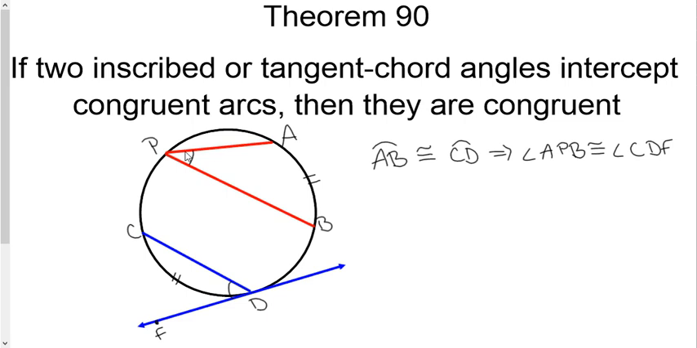So this red angle right here, angle APB, is an inscribed angle. So here's our angle, here's the intercepted arc. Here is a tangent chord angle. So here's our angle, here's the intercepted arc. So if the chords are congruent, then my angles are congruent. Sorry, so let me rephrase that. If the arcs are congruent, then the angles are congruent. So it's kind of like the transitive property that we learned before. So congruent arcs implies I have congruent angles.